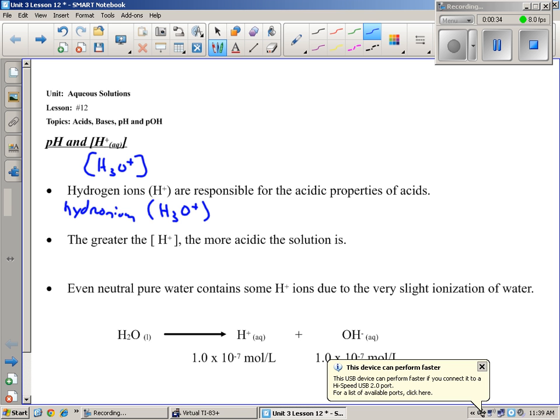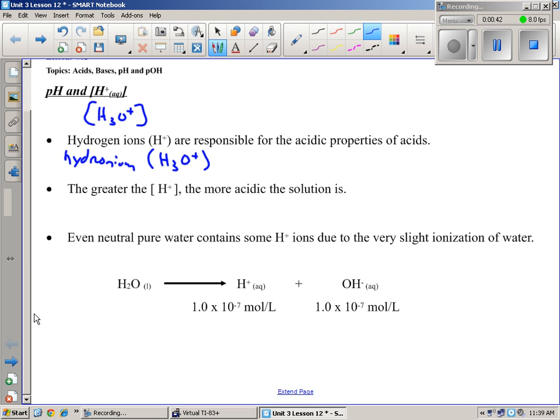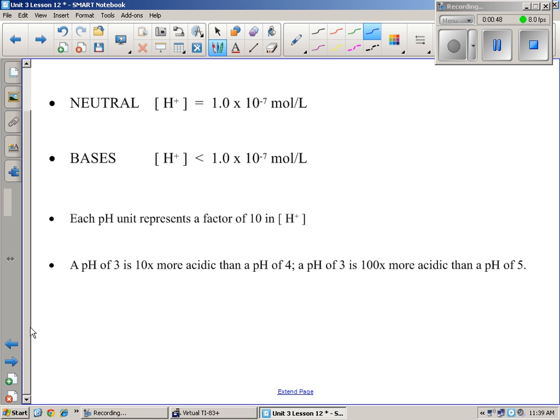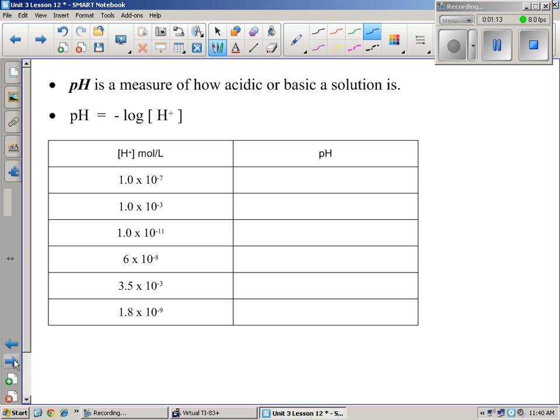We said the greater the H plus concentration, the more acidic it's going to be, and the more acidic, of course, the lower the pH would be as a result. We talked about water there a little bit as well. Don't forget, if you have a pH of 3, that is technically 10 times more acidic than a pH of 4. If you had a pH of 3, it's 100 times more acidic than a pH of 5. Every time you move up or down 1 on the pH scale, you are moving by a factor of 10. So 10 times more acidic, or 10 times more basic, or 10 times weaker, whatever the case might be.